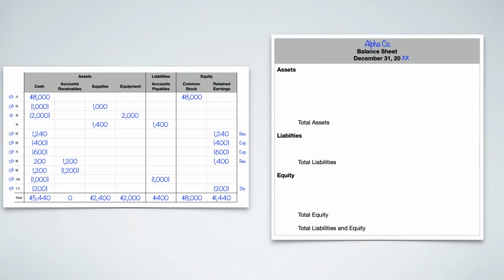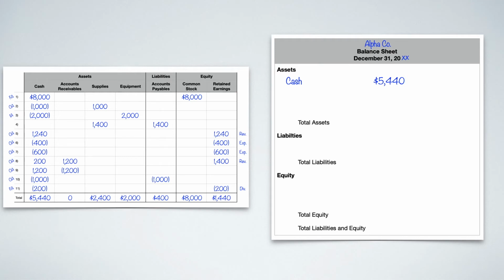And so these are split up into assets, liabilities, and equity. So we're going to start with assets first. We do have a few of them. So the first one we're going to deal with is cash. Always start with cash. Our cash balance as of that date is going to be $5,440. Again, we get that from the bottom of the column.